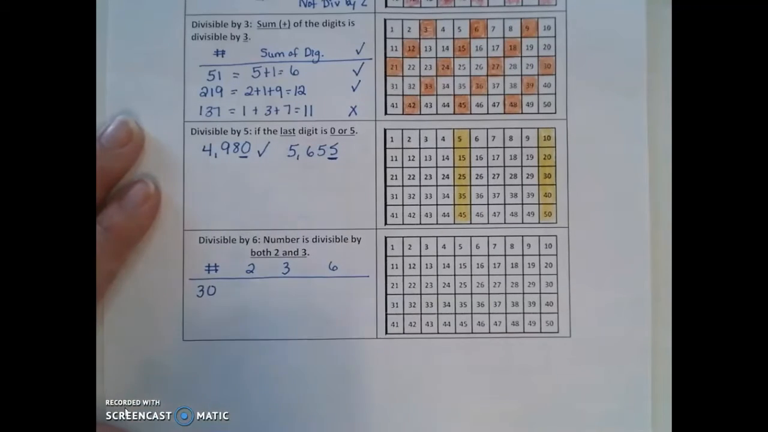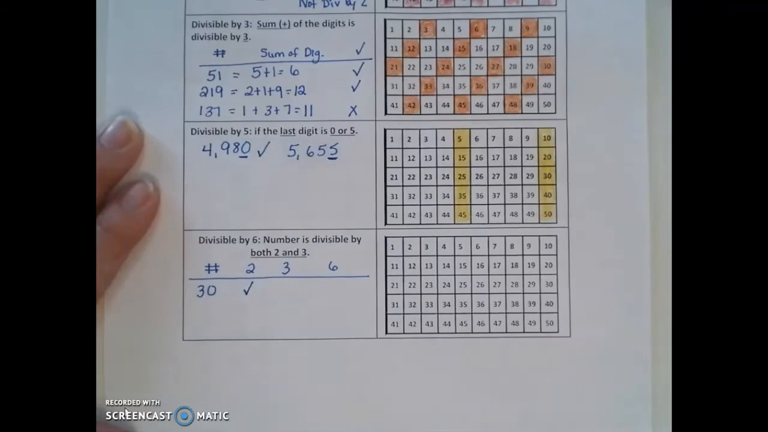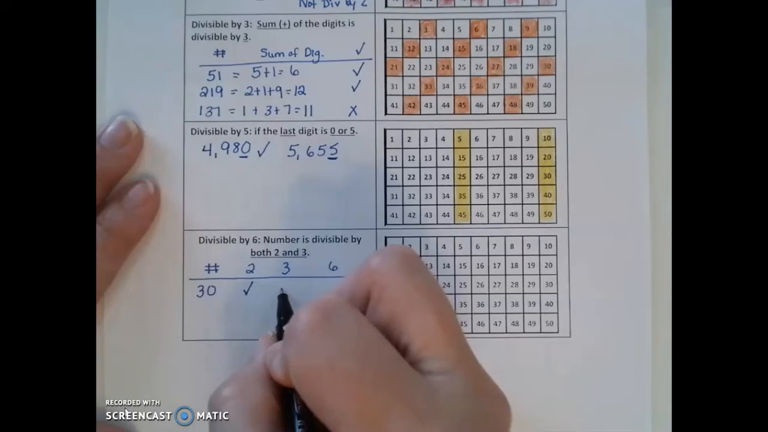Thinking back to my rule for 2, I see the last digit of my number is a 0, and that makes it an even number, so that means that yes, this is divisible by 2. Looking back at my rule for 3, the sum of the digits is divisible by 3. My digits for this number are 3 and 0, so 3 plus 0 is 3, and that means it is divisible by 3.